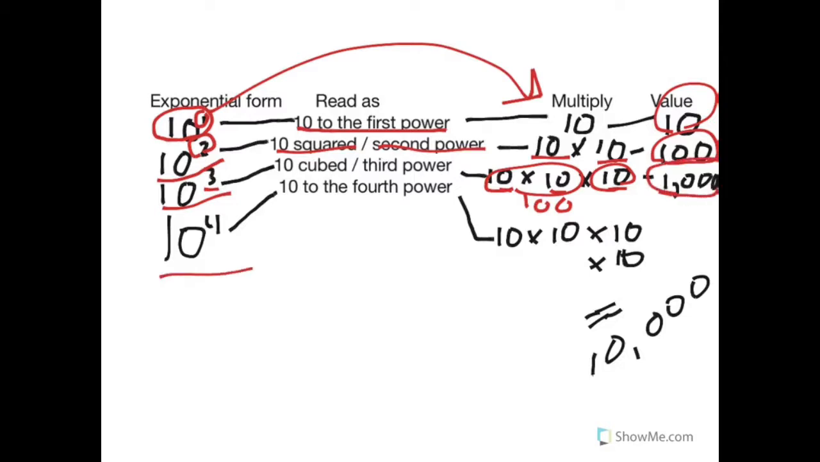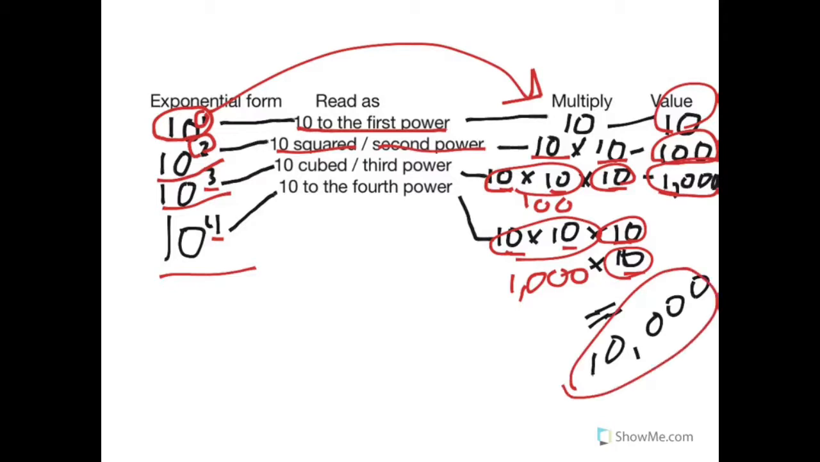And we're going to stop with this one, but we have 10 to the fourth power. That 4 as the exponent shows you that there are actually 4 10s. 10 times 10 is 100. Times 10 is 1,000. Times 10 is 10,000. So our value there is actually 10,000.